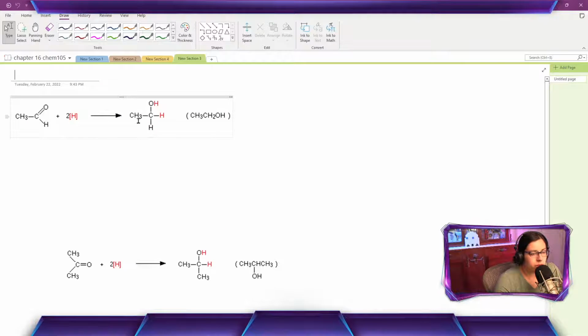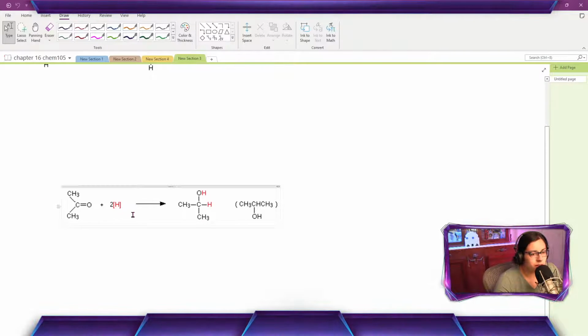Carbon bonded to one carbon over here. So this is aldehyde reduced to primary alcohol. Looking at this ketone, to now be reduced to a secondary alcohol, since this carbon is attached to two R groups there. And so you can use different reagents.